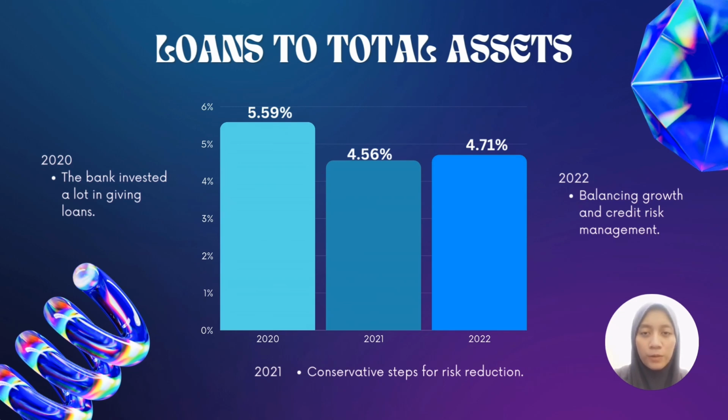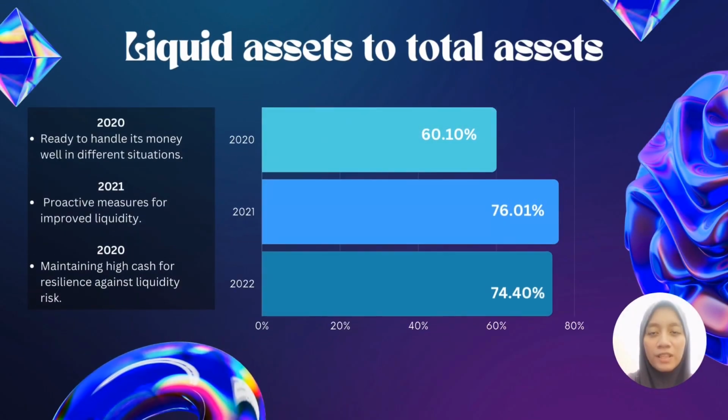In 2022, it went up a bit to 4.71%. This could be the bank found a good balance. They are lending enough to help with growth but not too much to take on too much risk. It may be because the economy is getting better and the bank wants to make sure it's helping customers while also managing risks. In 2020, around 60.1% of the bank's money could be quickly turned into cash, meaning the bank is ready to handle its money well in different situations.